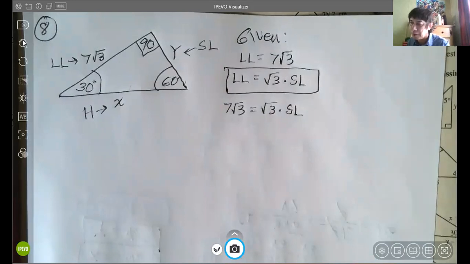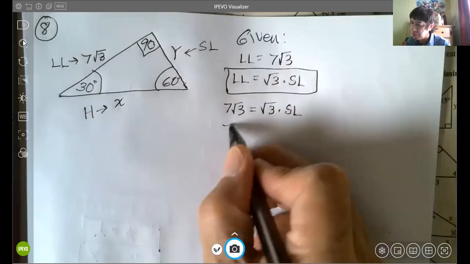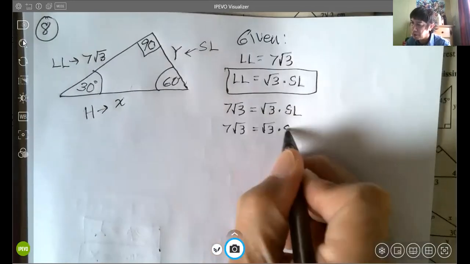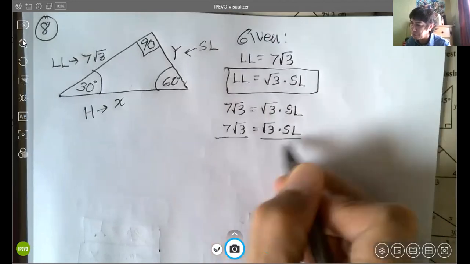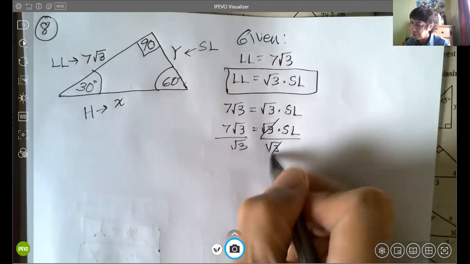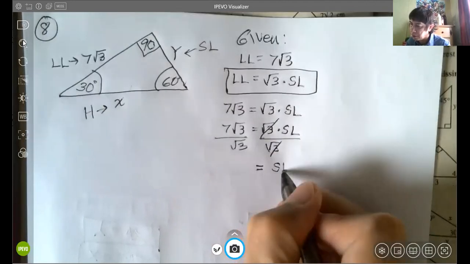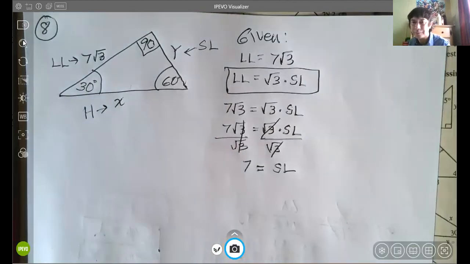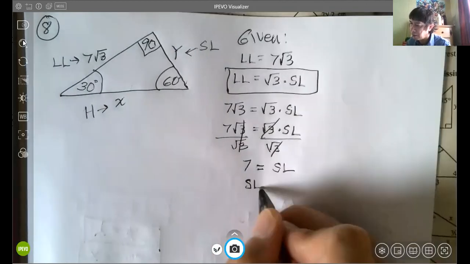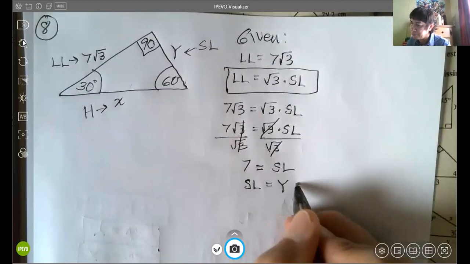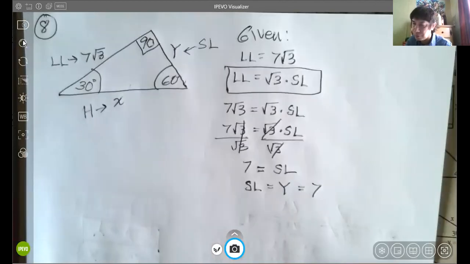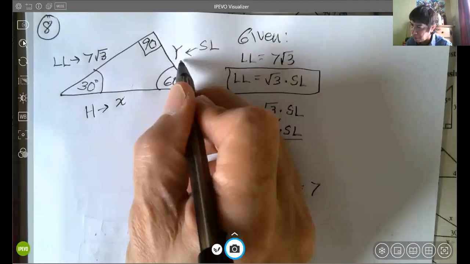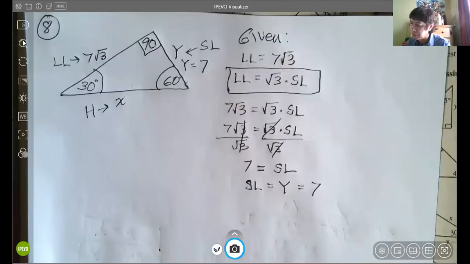Okay, we can easily solve the shorter leg by way of division. So 7 square root of 3 is equal to square root of 3 times shorter leg. We divide both sides by the square root of 3. And this cancels out. We have the shorter leg. This also cancels out, equal to 7. There. And so shorter leg is equal to y is equal to 7. There. Y is equal to 7.